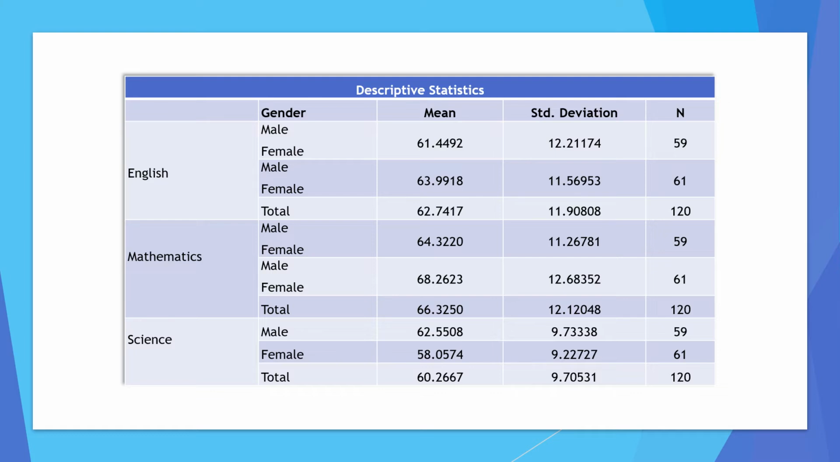64.32%. On the other hand, for science subjects, the mean score of male students was higher at 62.55% compared to the mean female score of 58.06%. The question is whether the mean difference in scores between these male and female students is significant or not.